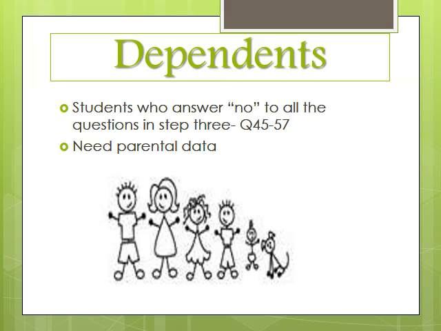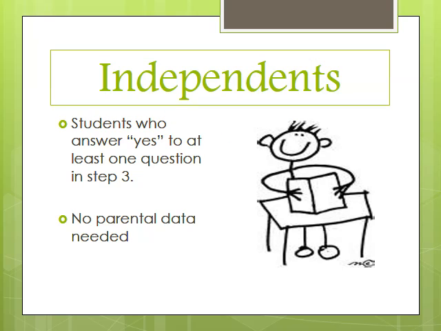You may be wondering if you're a dependent versus independent. Dependents are students who answer no to all the questions in Step 3, questions 45 through 57. You will need to put parental information on your FAFSA if you don't answer yes to any of these questions. Independent students are students who answer yes to at least one question in Step 3. No parental information is needed on the FAFSA if you're an independent student.